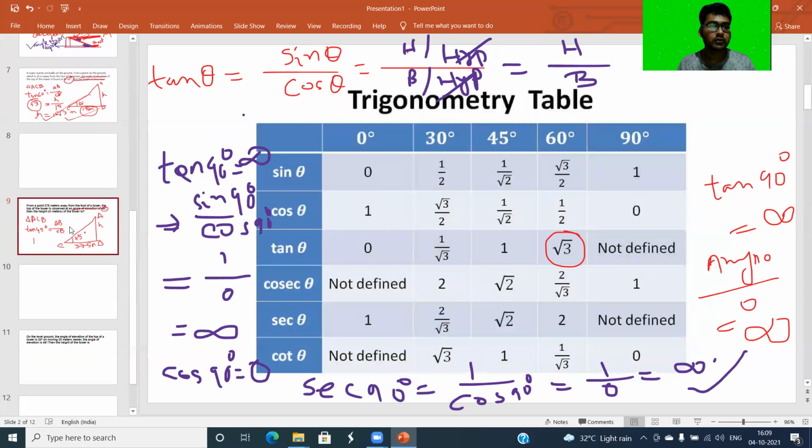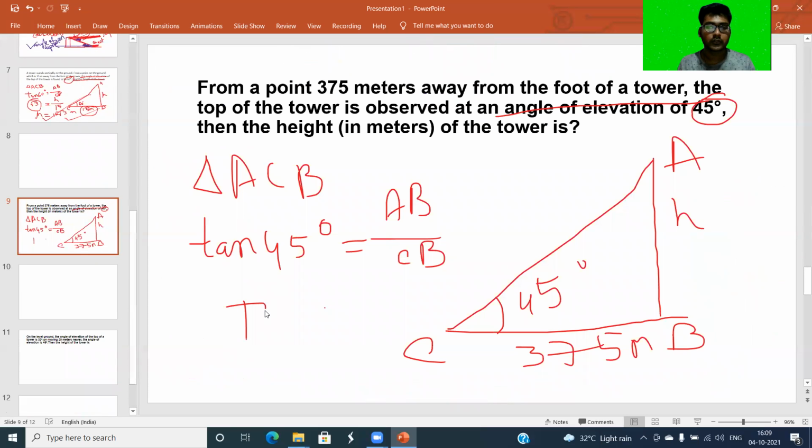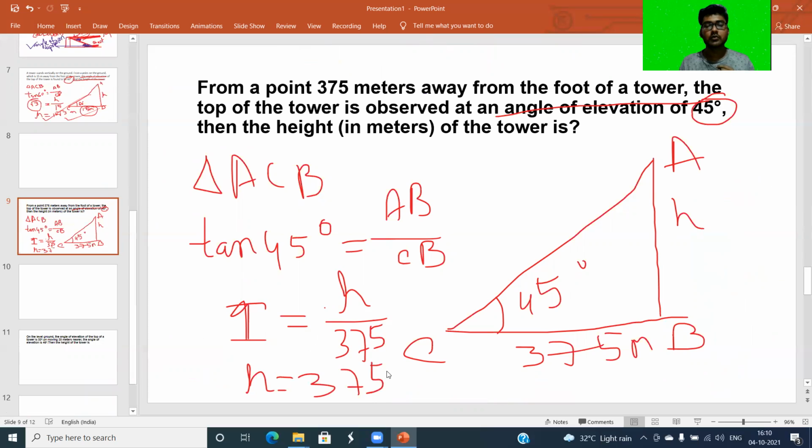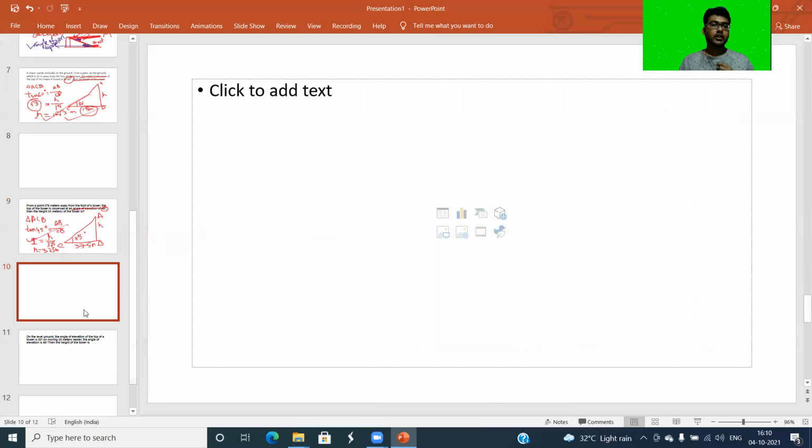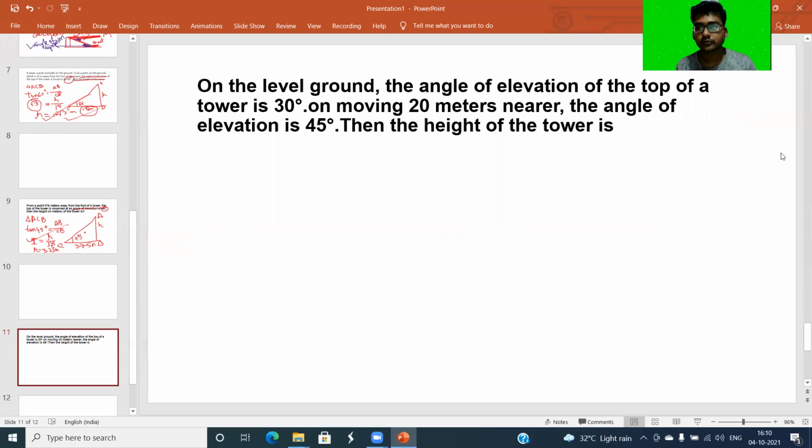1045 below is 1. And AB, what is AB? AB is H and CB is 375. Okay, the height of this tower is H equals 375 meter. Correct. Next question.